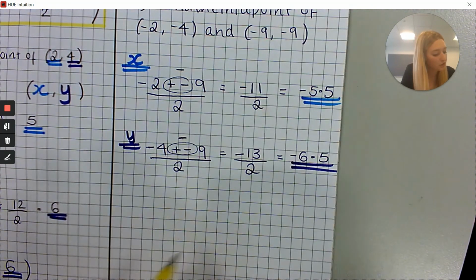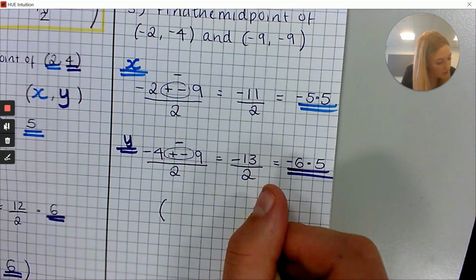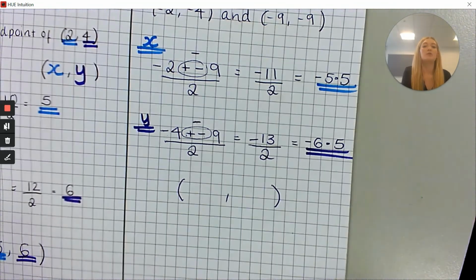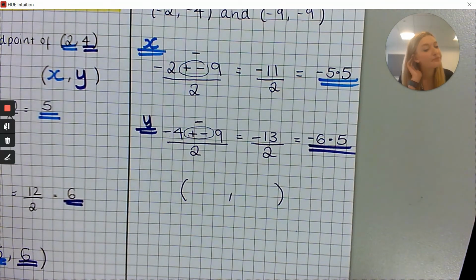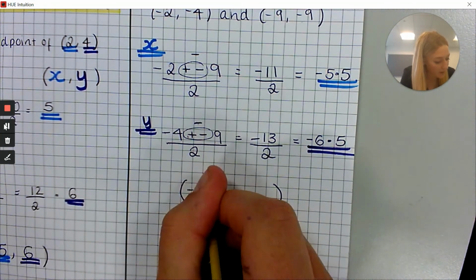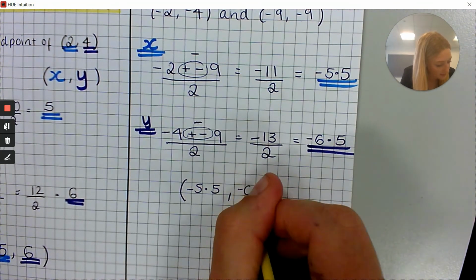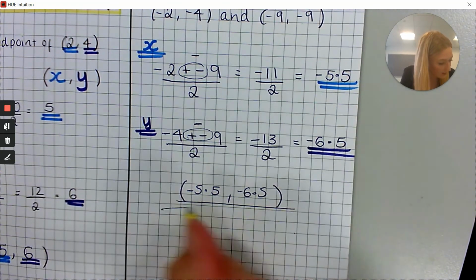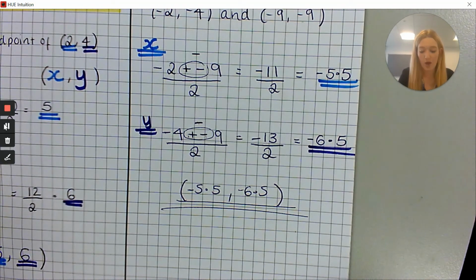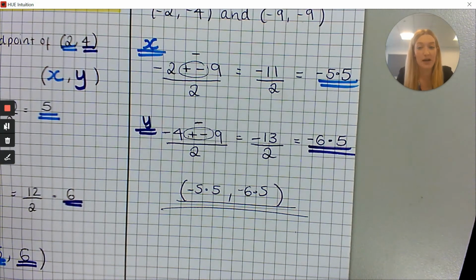So put it all together for me. What's my coordinate of the midpoint? Put it all together. What's the coordinate of the midpoint? Good. Negative 5.5 and negative 6.5. Okay, a little bit trickier there, but really well done. Pausing it now to make sure that's all copied out.